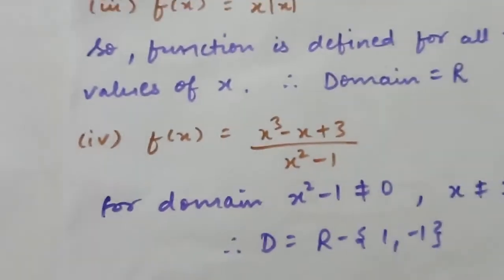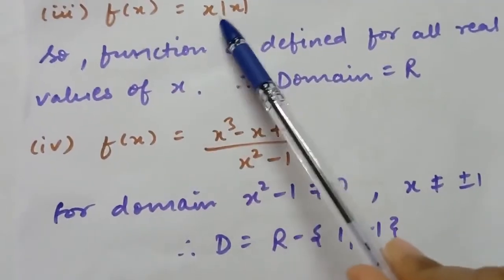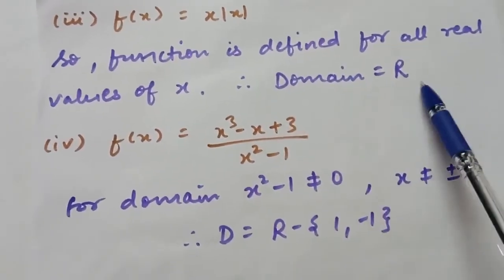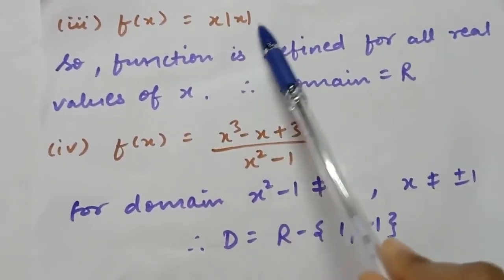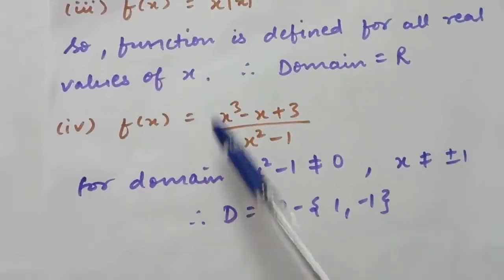Now next is third, which is easy. f(x) is equal to x into modulus x. So the domain will be the real set. This is pretty much clear. Why? Because here for any value of x, the function is defined, right?